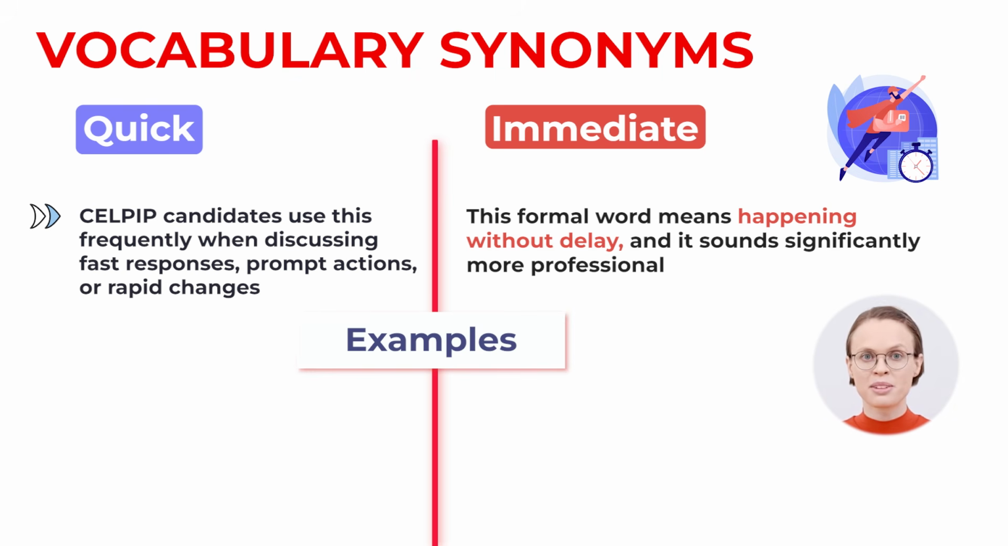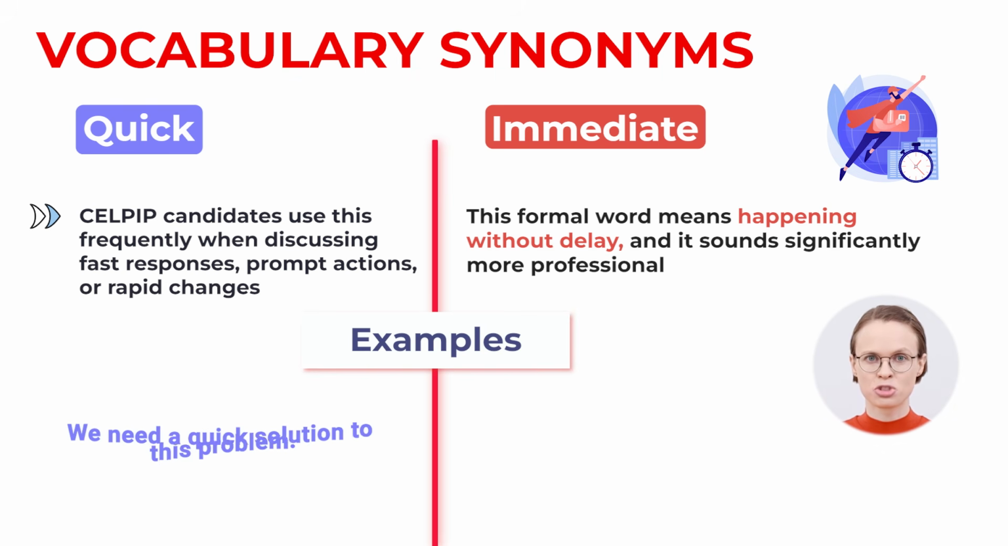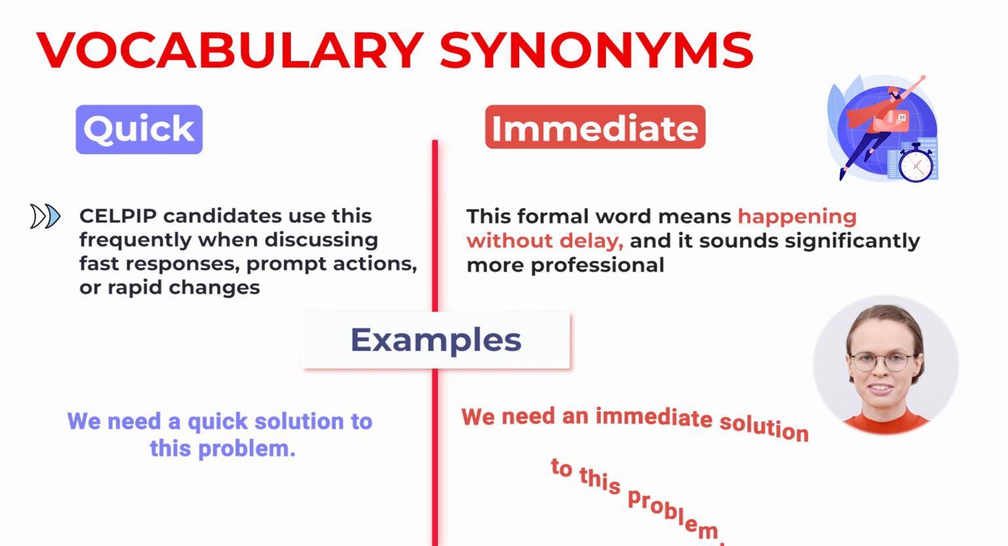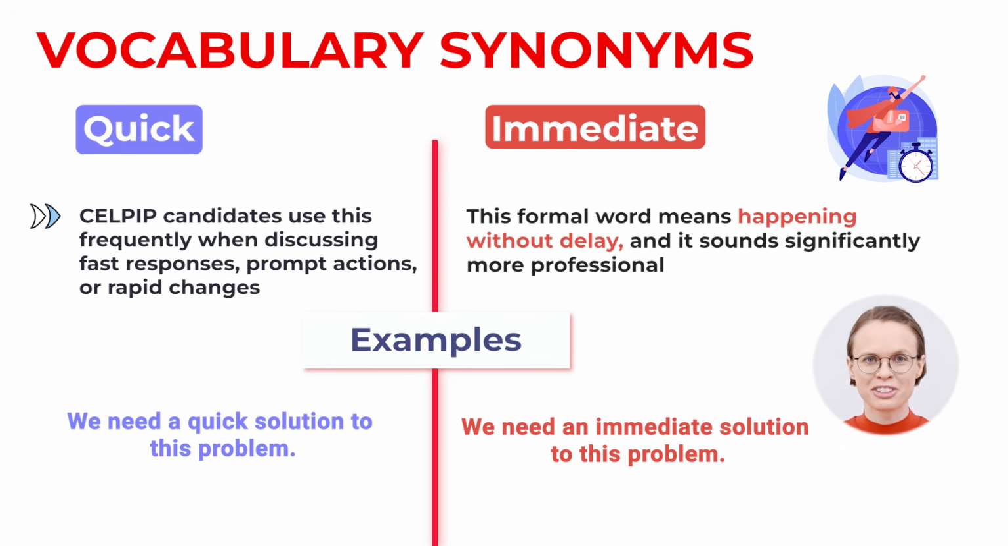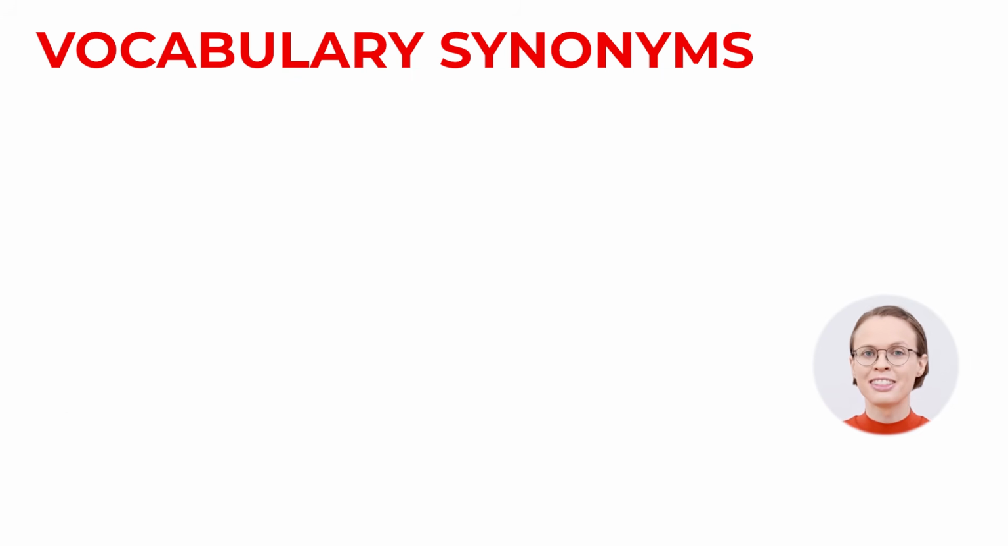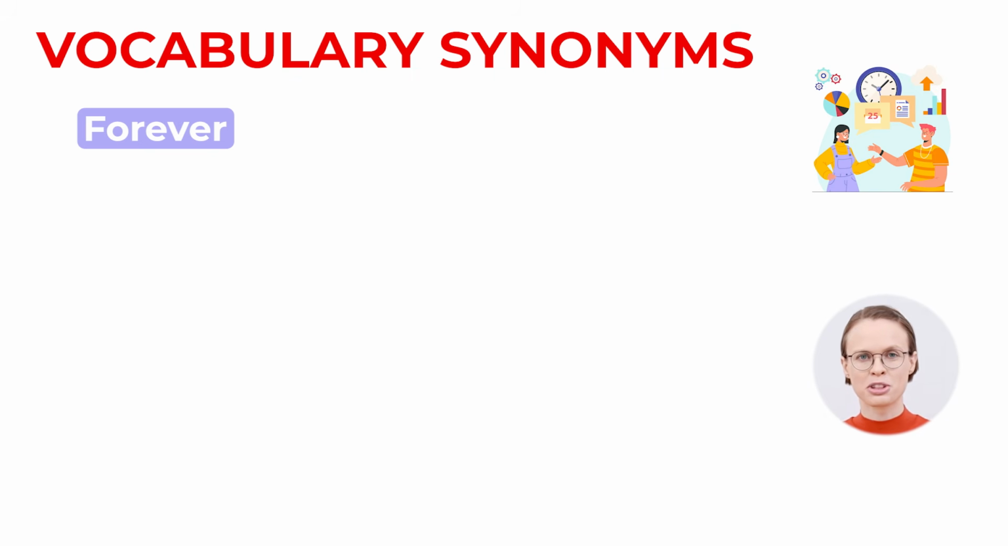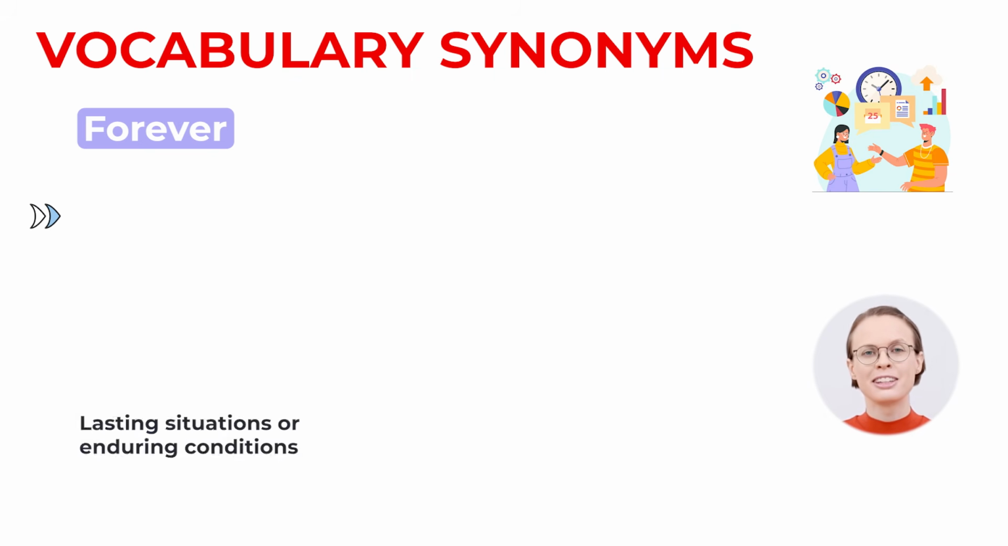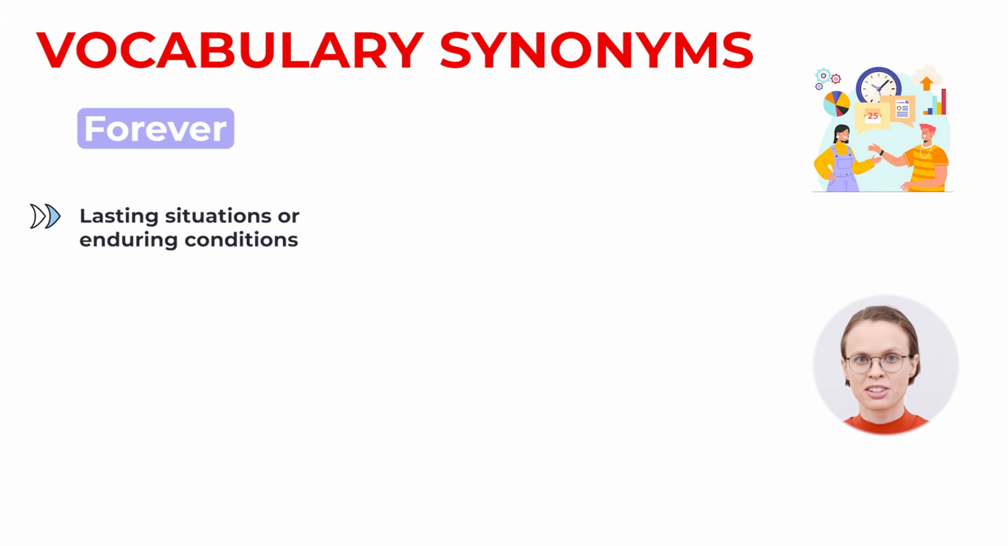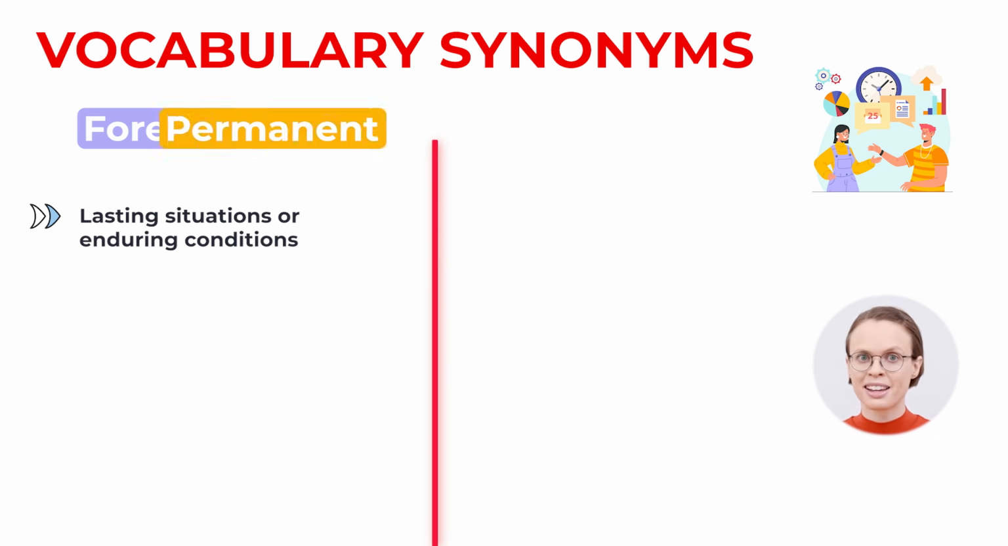Here's an example. We need a quick solution to this problem. This becomes: we need an immediate solution to this problem. Moving forward, let's discuss forever, which appears when discussing lasting situations or enduring conditions. A sophisticated upgrade is permanent.